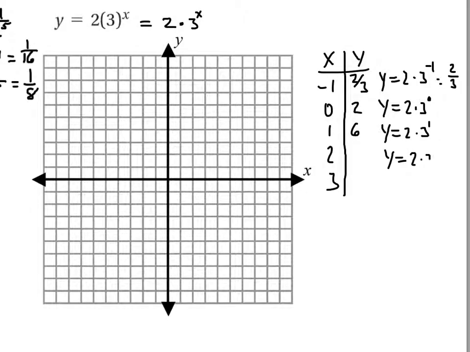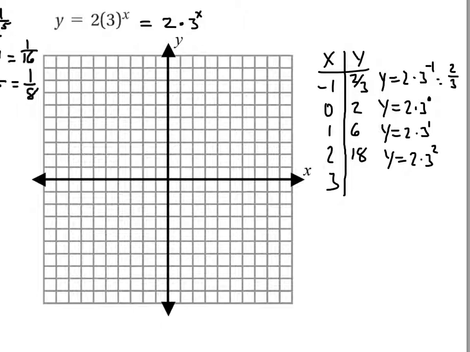Y equals 2 times 3 to the 2nd power. What's 3 to the 2nd power? 9. 9 times 2, 18. We might as well stop there because we can't graph that point. Right? That's way off our graph. So therefore, we're not going to be able to graph when x is 3 either, because that's going to be way off our graph. Okay? So I'm going to stop there and graph the points I can do.